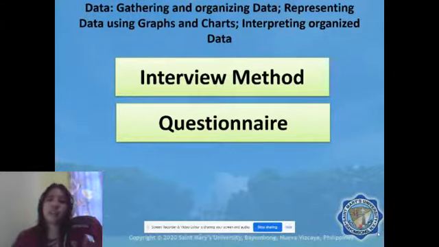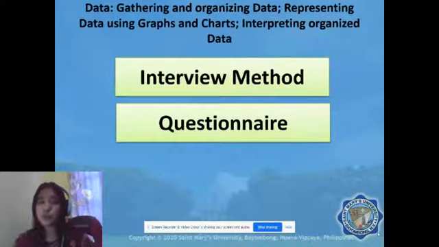Next, questionnaire. In using the questionnaire, this is a well-planned set of questions, which means that if you're going to conduct it, you have to make sure that your questionnaire is valid and reliable. So you can actually adapt an instrument, but make sure that it is localized, or if not, it is validated by experts. So you have to check if it answers what it intends to answer, or it measures what it intends to measure.